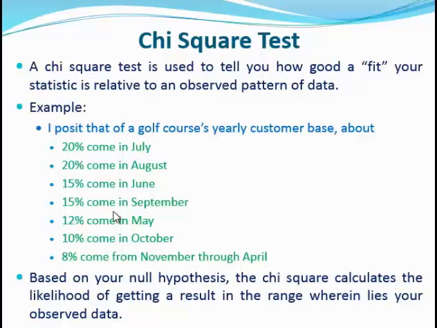So this being our null hypothesis, the chi-square calculates the likelihood of getting a result that lies within the range of our observed data. In a minute, we're going to take an example of results that we would get, and then we're going to go back and make a determination of whether our null hypothesis was proven to be correct within a certain confidence interval. But again, you see the difference between this and what we discussed before is that here we're looking for a whole bunch of different data points, whereas before we were looking at whether your mean is within the population mean.